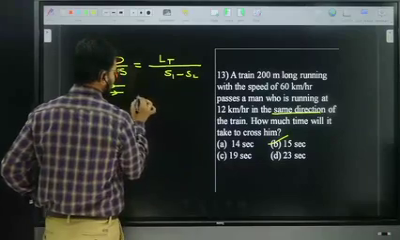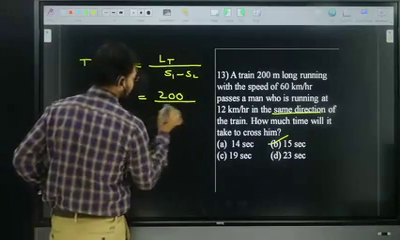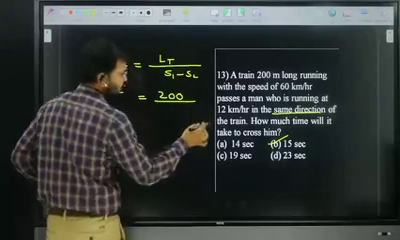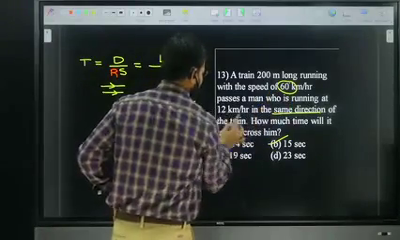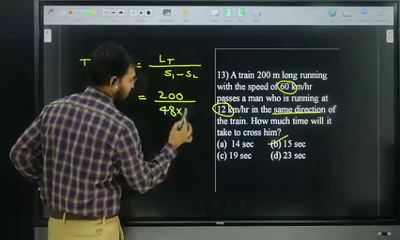So the length of the train is how much? 200 meters. So 200 meters divided by the difference. The difference is how much? 60 minus 12, the difference is 48. 48 kilometers per hour, into 5 by 18.